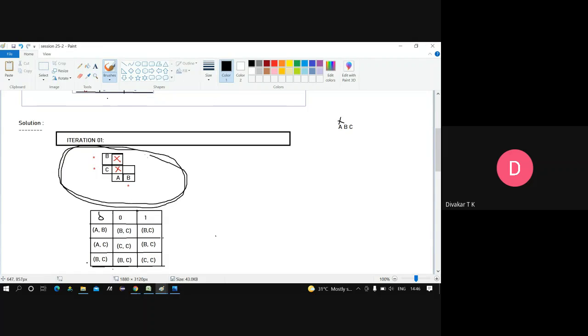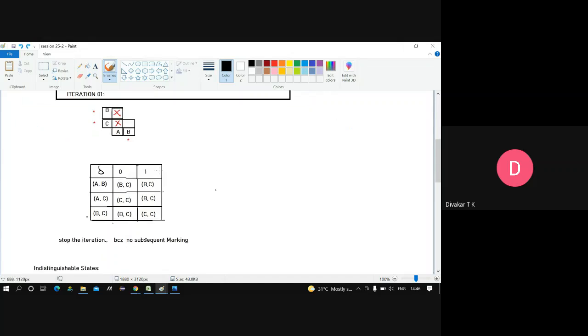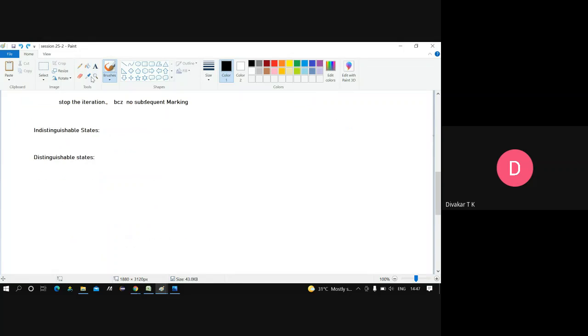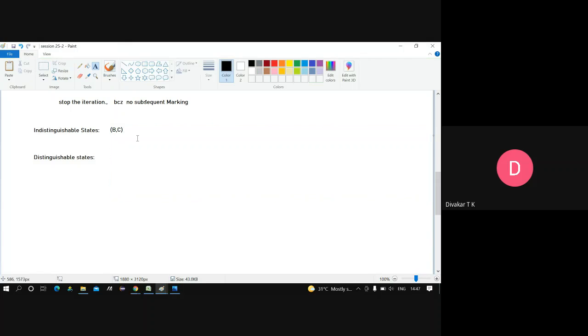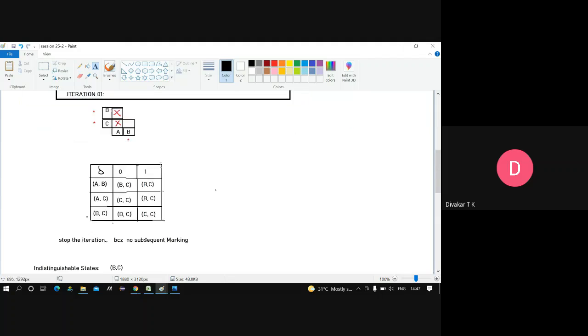In the last iteration, we have a table like this. Which is the empty cell here? BC is the empty cell. This one is already marked, this one is already marked, but BC is an empty cell. Since it is an empty cell, BC is the indistinguishable states, because it is not marked with anything.